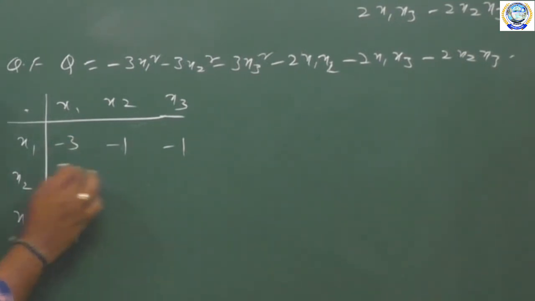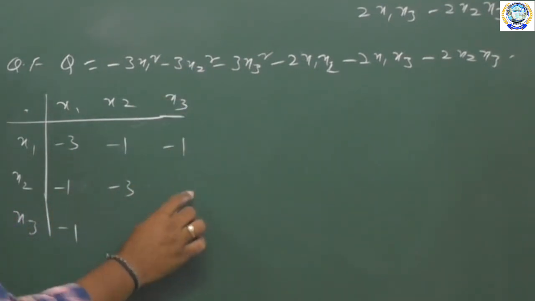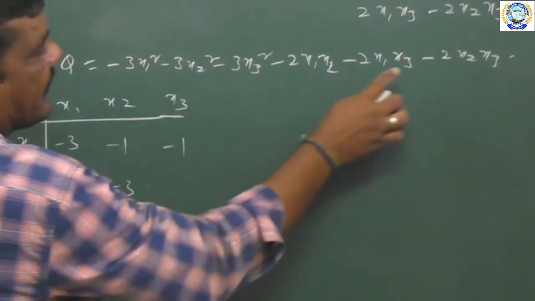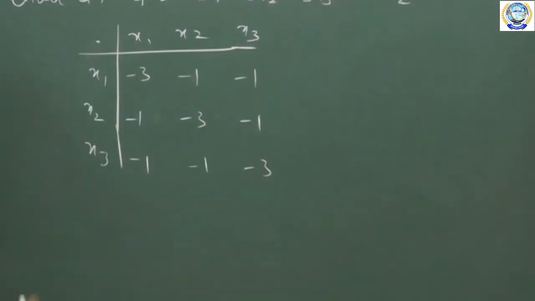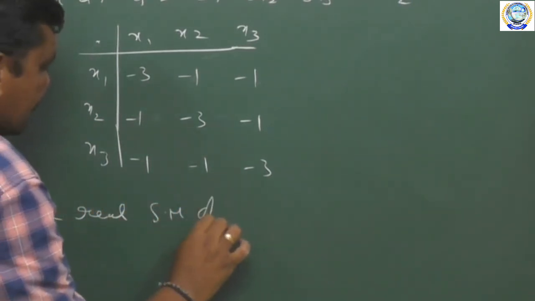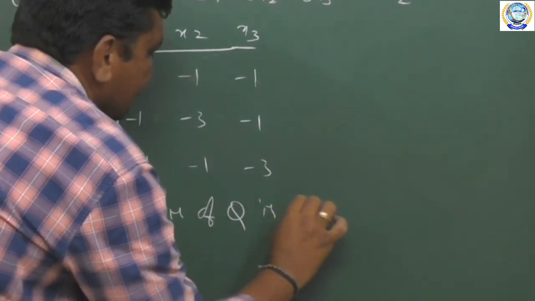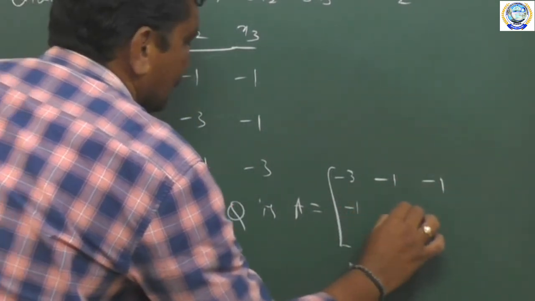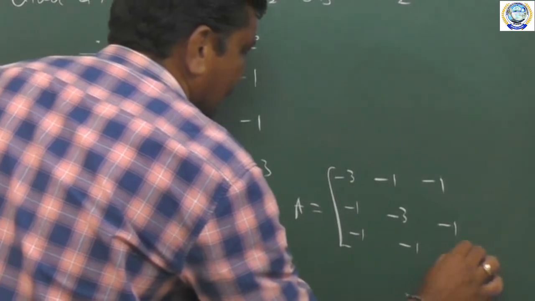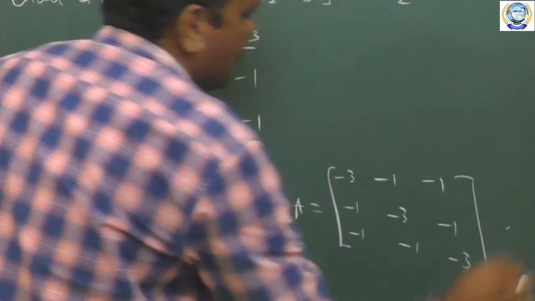Here we write the coefficient of x2², which is -3. We write 1/2 into the coefficient of x2x3, so 1/2 × (-2) is -1. It is also 1/2 into the coefficient of x2x3, that is -1. Here we write the coefficient of x3², that is -3. Therefore, the real symmetric matrix of the given quadratic form Q is A = [-3, -1, -1; -1, -3, -1; -1, -1, -3]. It is of order 3.